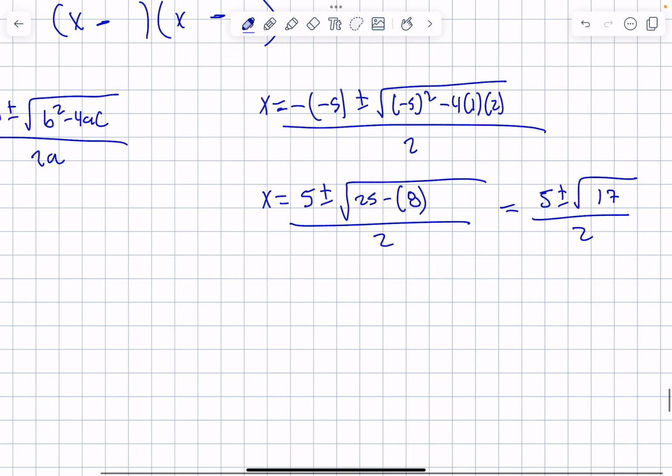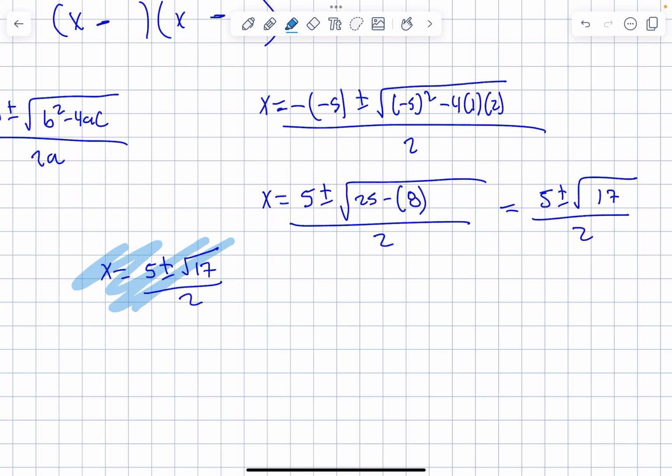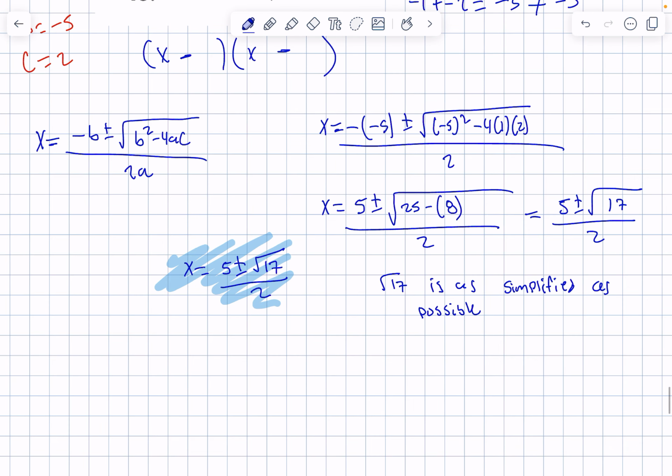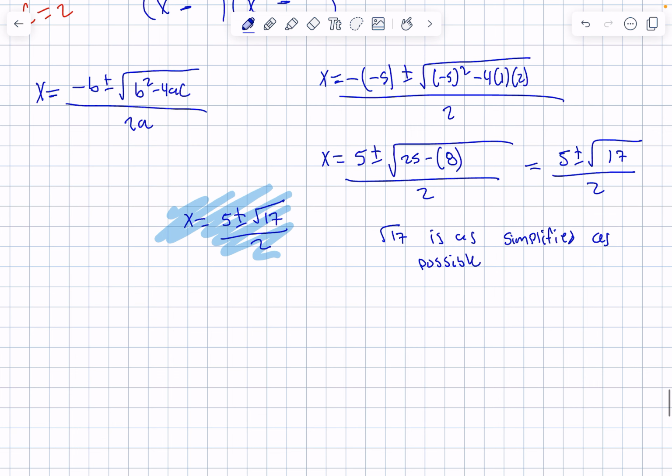So then x is equal to 5 plus and minus the square root of 17 over 2, and that is indeed your final answer. Okay, this is it. I can't simplify anything else. I can't divide this 5 over 2. That's how you should leave it. The square root of 17 is as simplified as possible. Or as it possibly can be, however the English works out. Yes, that's kind of it.